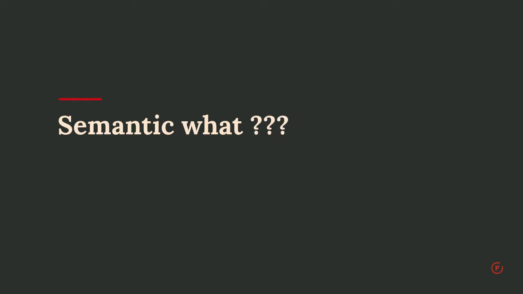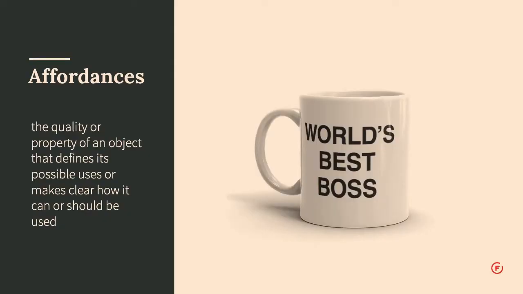Before we get into what is semantic markup, a word that you may hear in relation to it is affordances. Affordances are kind of like the visual cues that give you an idea of what an object does and what it's used for. So clearly, this is a mug. We all agree on that? Good. It's a mug.